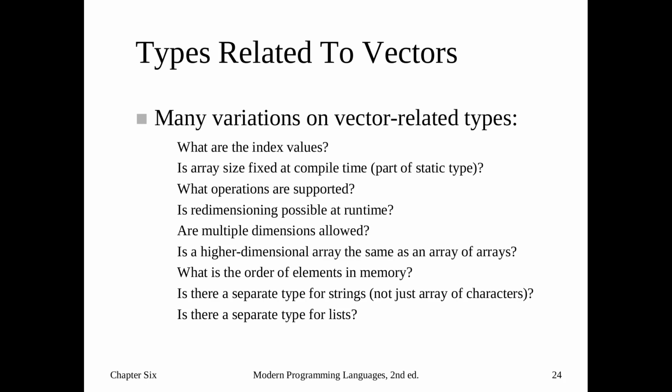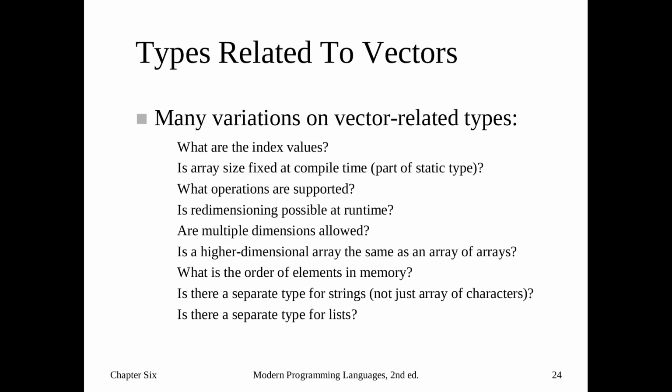Maybe we want to turn that into a two-dimensional array with 2 columns and 3 rows, or 2 rows and 3 columns, or whatever we want to do. Is it possible for us to do that, or not? Is a higher dimensional array the same as an array of arrays, or is it an entirely different structure in memory? Typical approaches, like in Java, C, they're considered to be basically an array of arrays, right? What is the order of elements in memory? How are they structured? Can we access that?